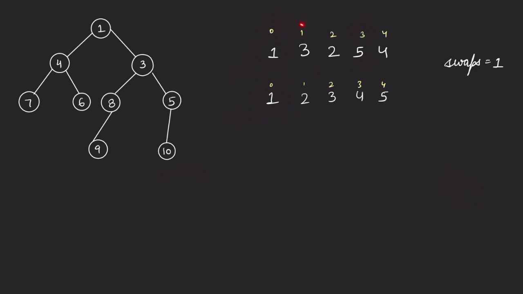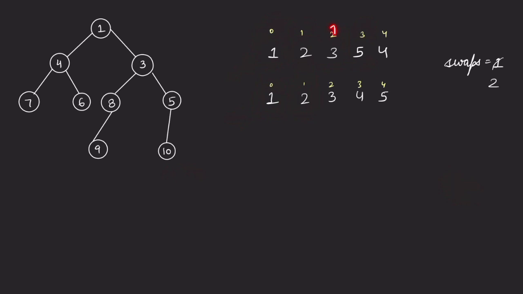Then you will check for the next set of elements. Now here 2 should have been present, but 3 is present, right? So we will swap it with the index where 2 is present. So 2 is present here, right? So we will swap these two. So this will become 2, 3, and the swaps will become 2.